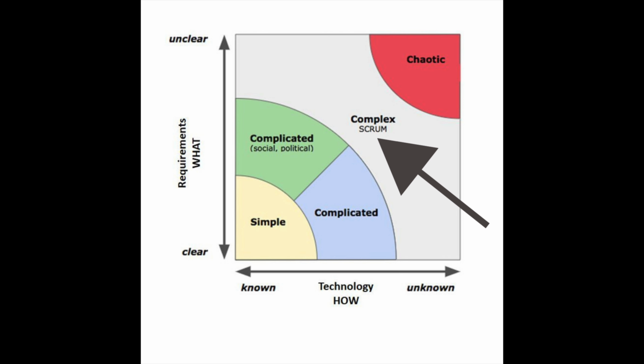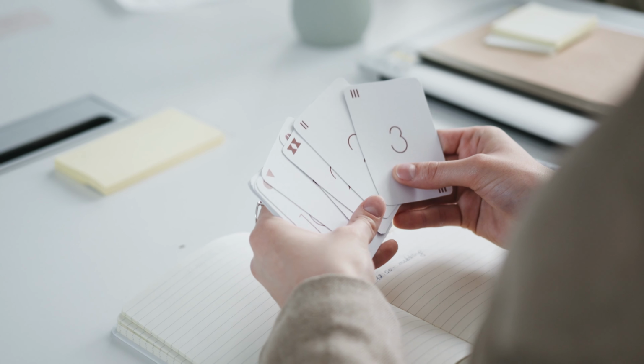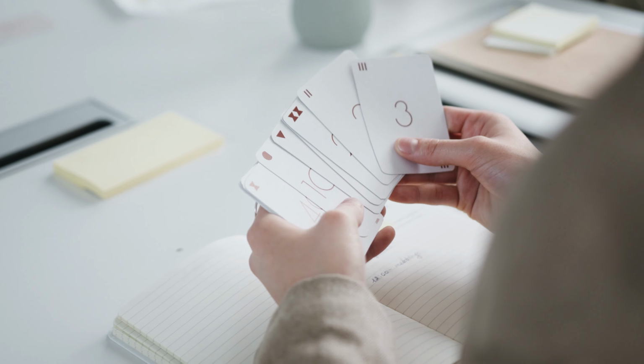Next, we have complex. In these situations, it's not possible to draw on past experience. Due to a high level of uncertainty, there is strong disagreement among stakeholders, and this is where Agile and frameworks like Scrum can start to play a role.